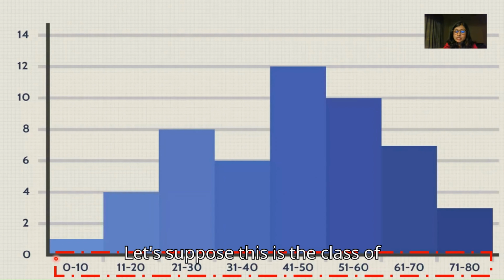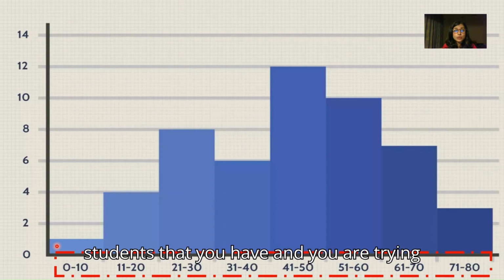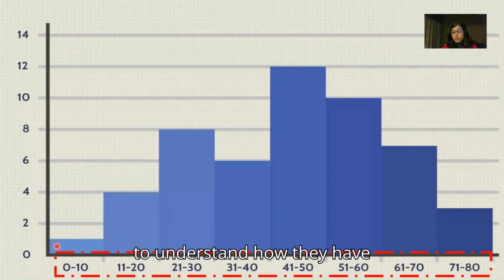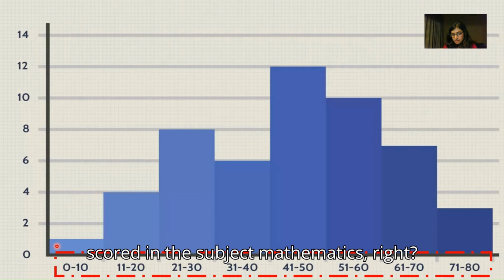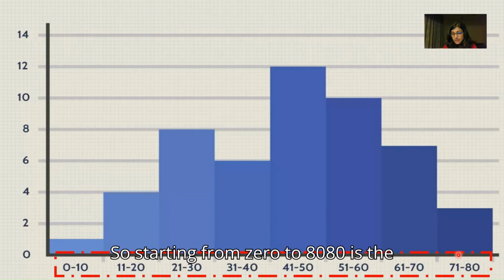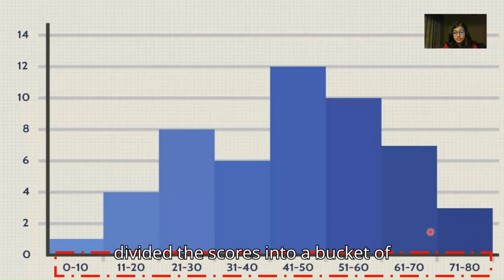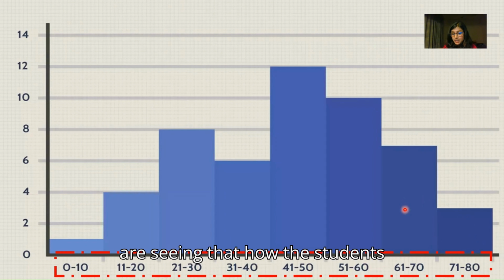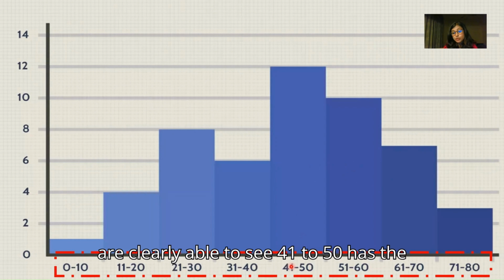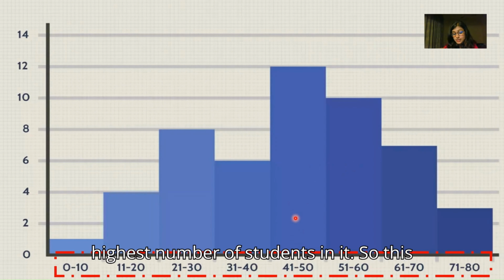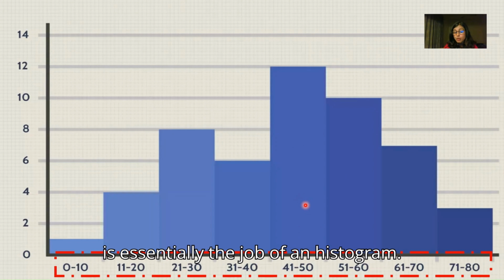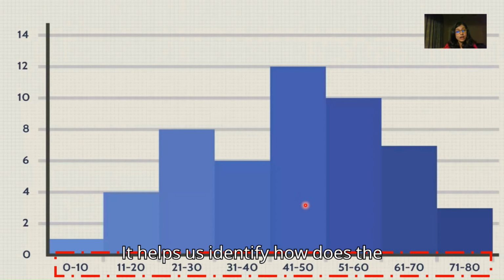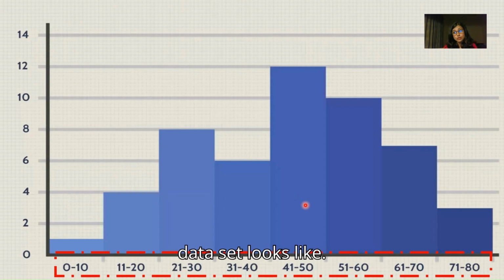Let's suppose this is a class of students, and you are trying to understand how they have scored in the subject mathematics. Starting from 0 to 80, where 80 is the highest number they can get, we have divided the scores into buckets of 10. Let's say 0 to 10, 11 to 20, 21 to 30, etc. And we see how the students have fallen into each bucket. We are clearly able to see that 41 to 50 has the highest number of students in it. So this is essentially the job of a histogram. It helps us identify what the frequency distribution of a continuous data set looks like.